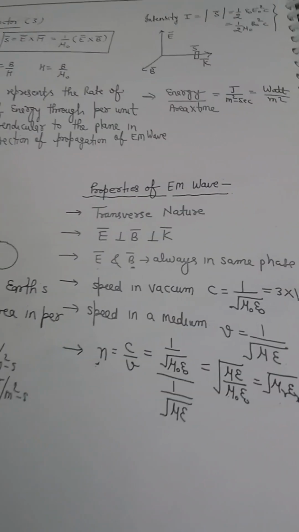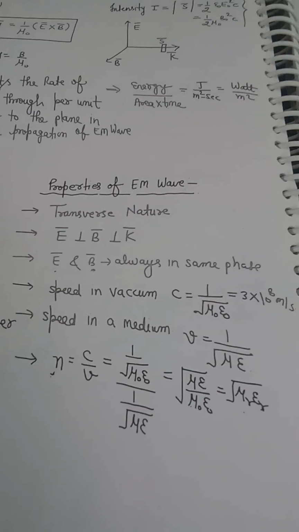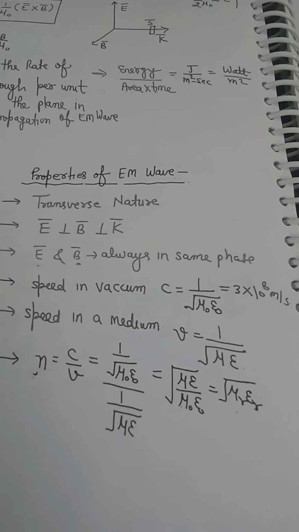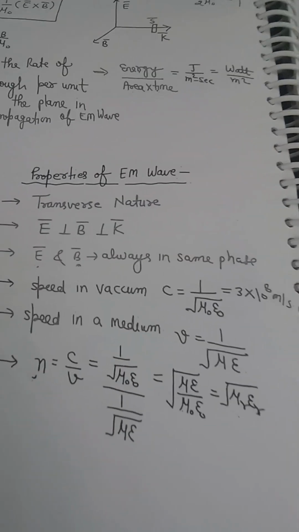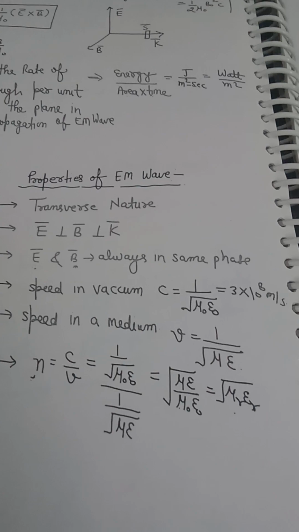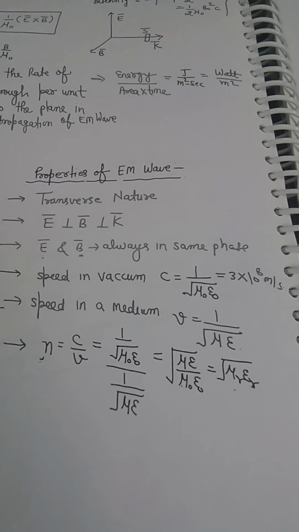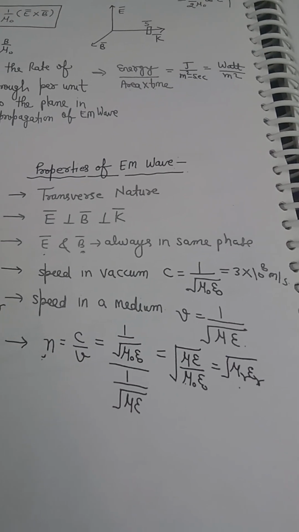Properties of EM waves: they are transverse in nature. The electric field is perpendicular to the magnetic field, and both are perpendicular to the vector k. Vector E and vector B are always in the same phase. Speed in vacuum is c = 1/√(μ₀ε₀) = 3 × 10⁸ meter per second.